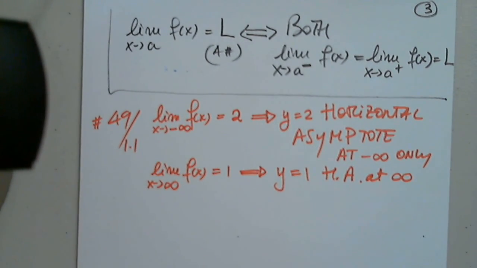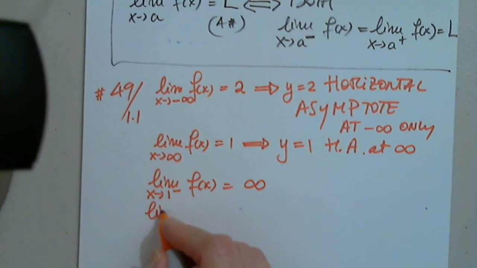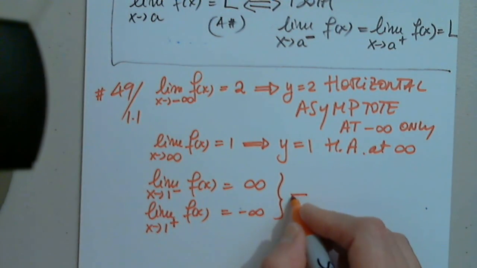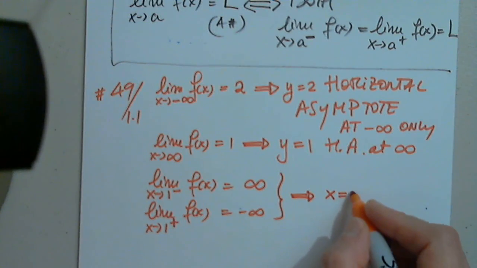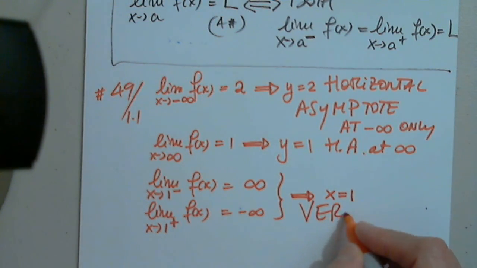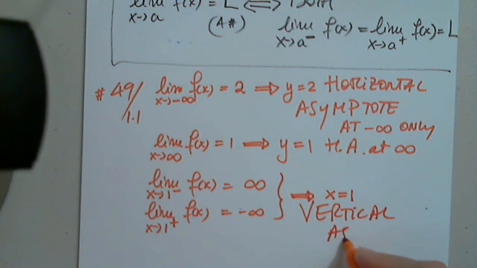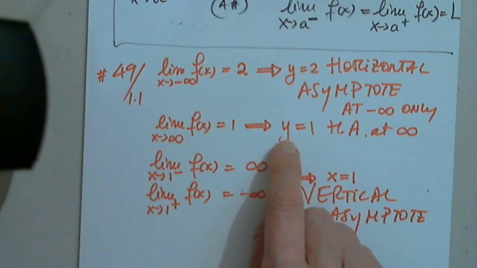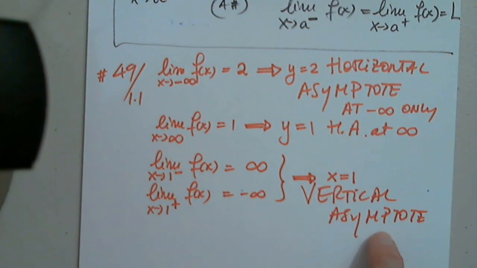Also, we realize that the limit as x approaches 1 from the left of f of x was infinity. You told me that. And the limit of f of x as x approaches 1 from the right was negative infinity. This automatically means that x equals 1 is a vertical asymptote for this function. By the way, a function can cross a horizontal, but never a vertical.